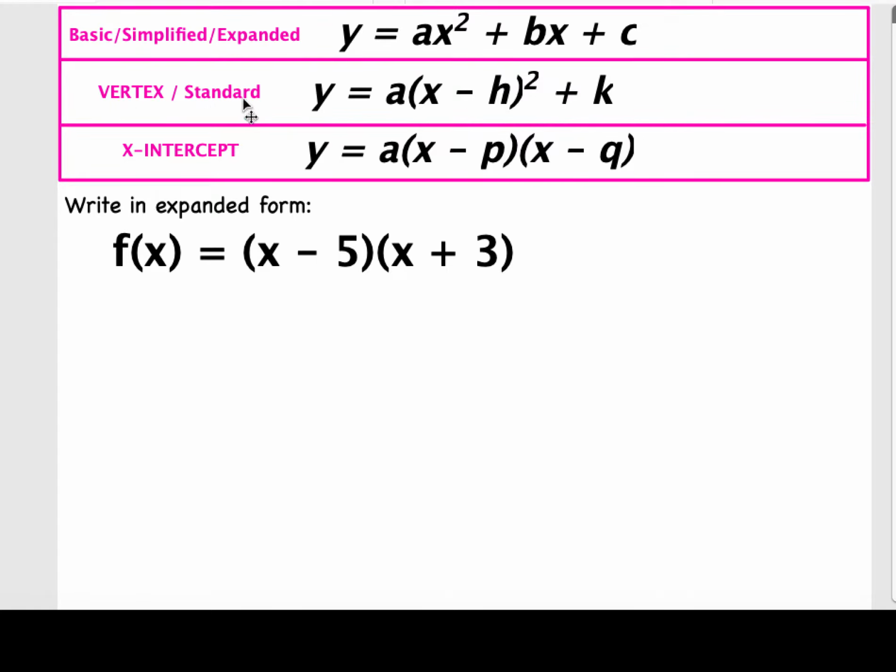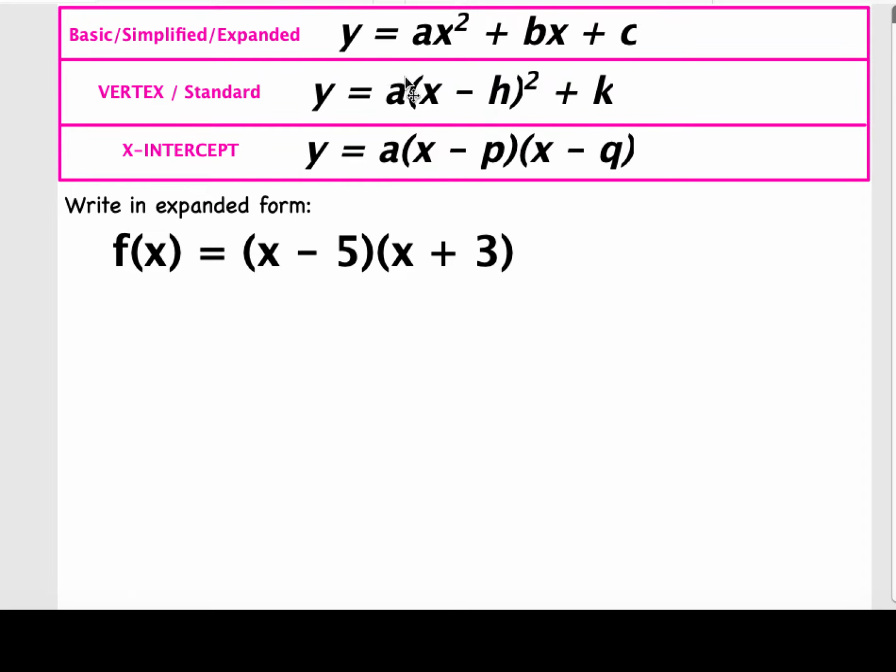Vertex form, or what most pre-calc books would call standard form, is down here. So that's where, again, h and k are going to be our vertex. It's that sort of transformational idea. h moving us to the right or left, k moving us up or down, taking that origin of a parent function, basic parent function of a quadratic, and moving the vertex from (0, 0) to (h, k).